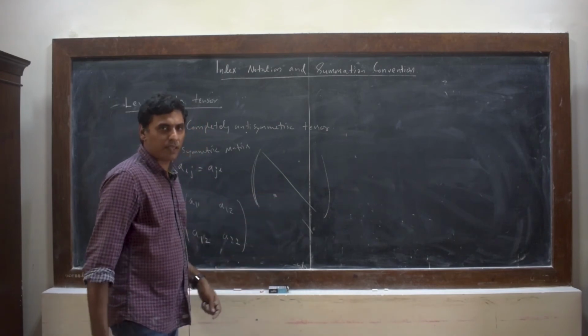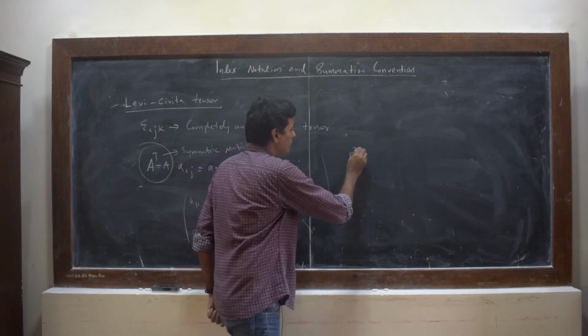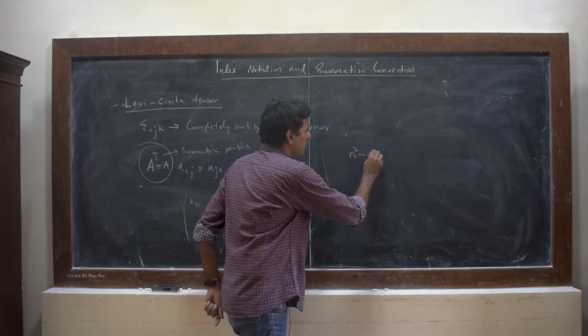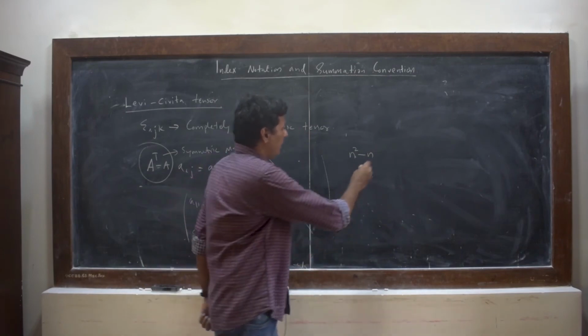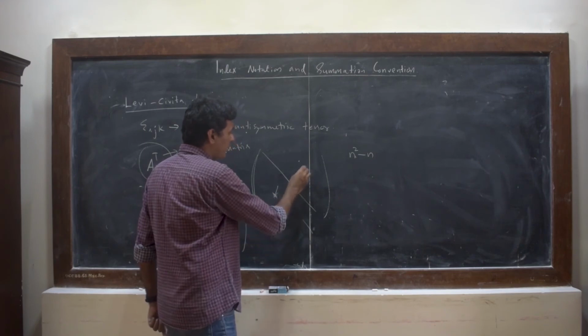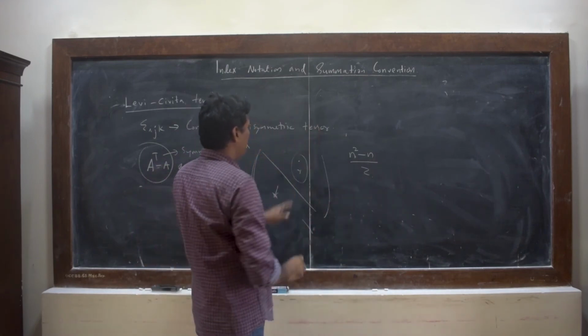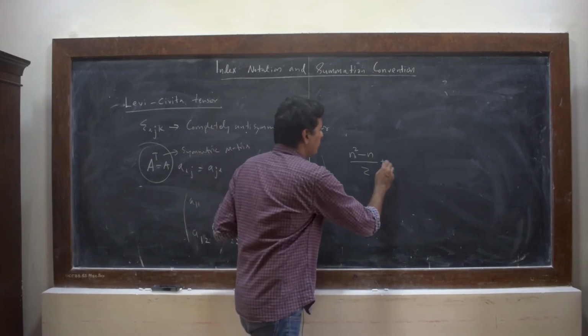So the number of independent elements will be equal to the total number of elements n square minus the diagonal elements, and then you will get the number of elements over here and here. Okay, and then if you divide it by 2, you will get the number of elements here, plus the diagonal elements, which will be n.